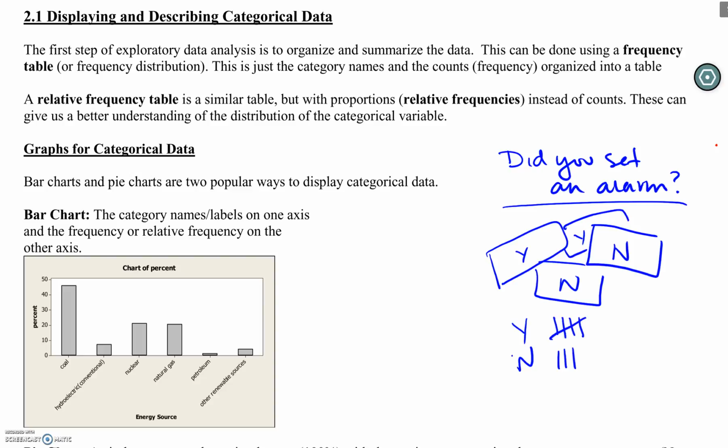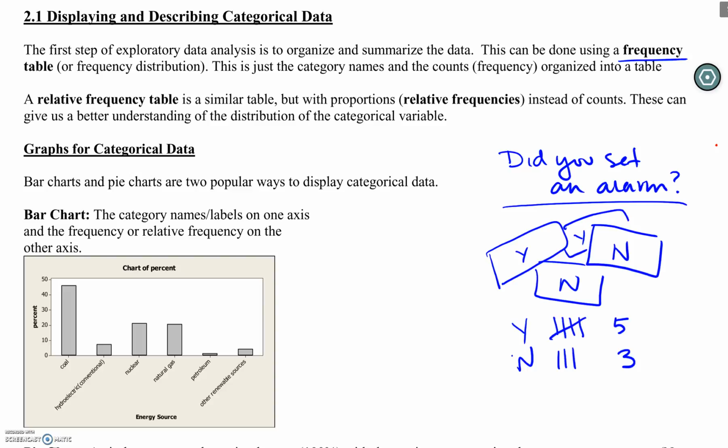This is really getting down to what we call a frequency table. We had 5 yeses and 3 nos, right? So that's one way to look at this data really quickly, really easily. Instead of having a giant pile of data, we now know how many yeses, how many nos, how many males, how many females, whatever our particular categorical variable might be.